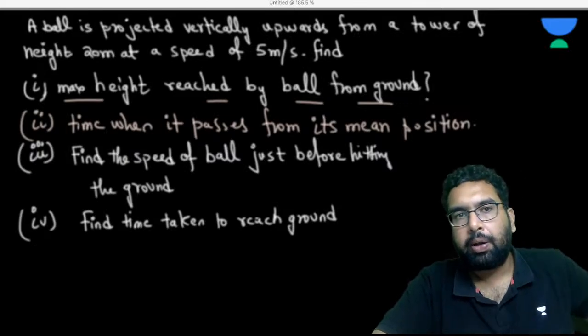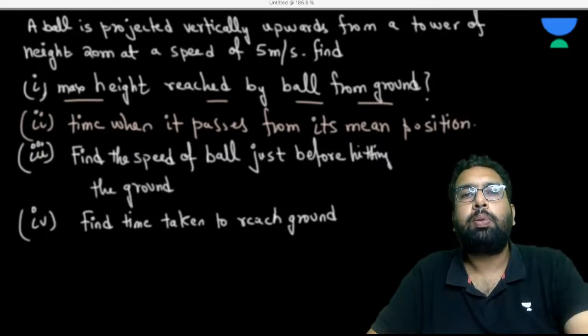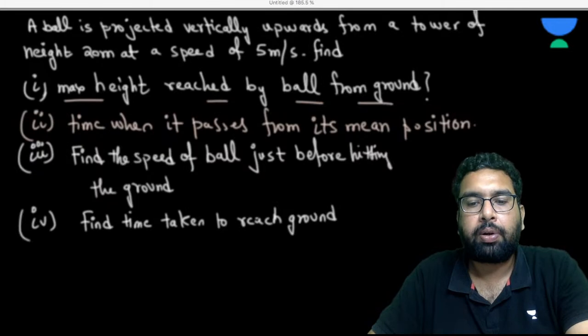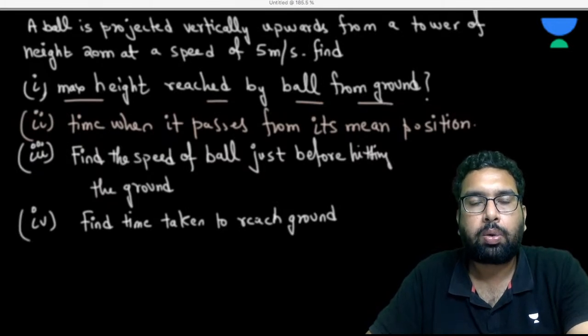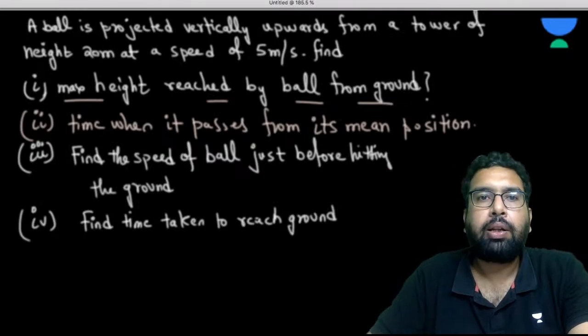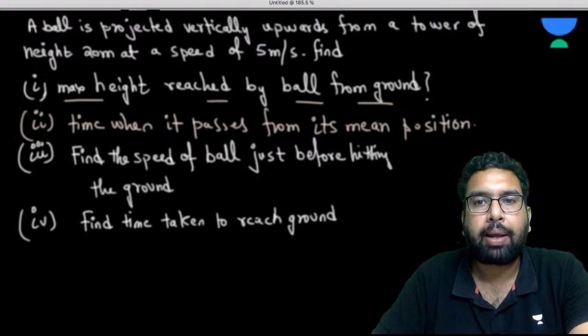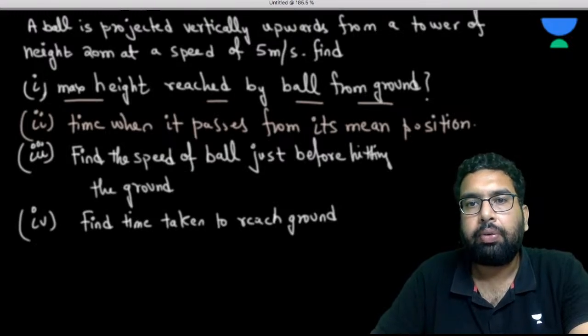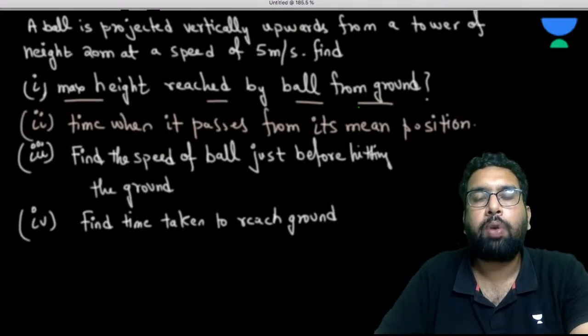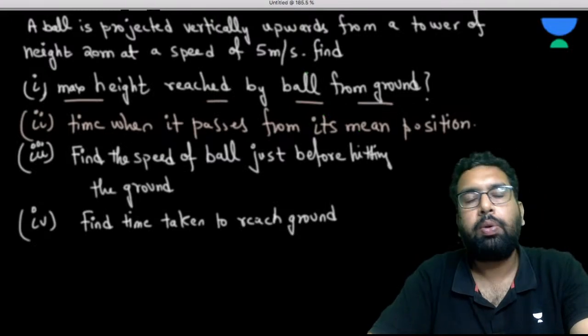So how can we do it? It says a ball is projected vertically upwards from a tower of height 20 meter at a speed of 5 meter per second. Find the maximum height reached by the ball from the ground. Okay, so what is asked here?